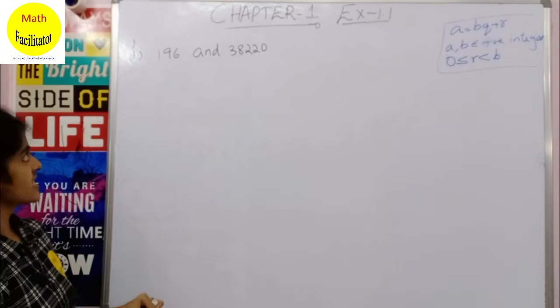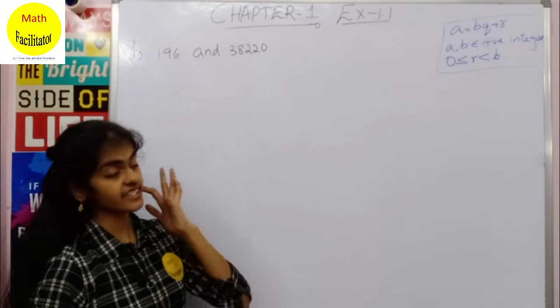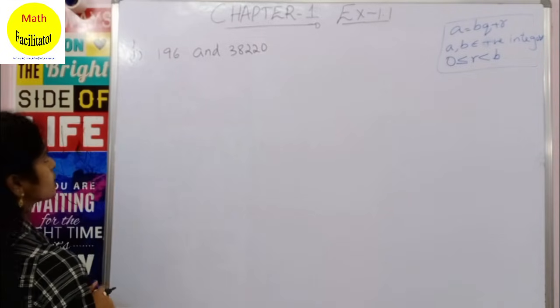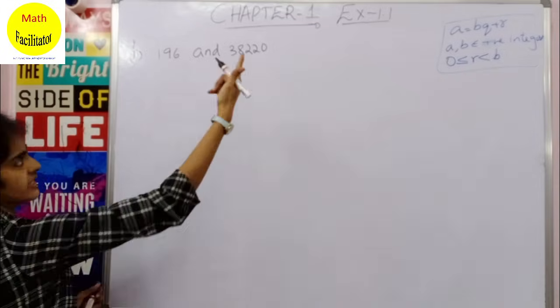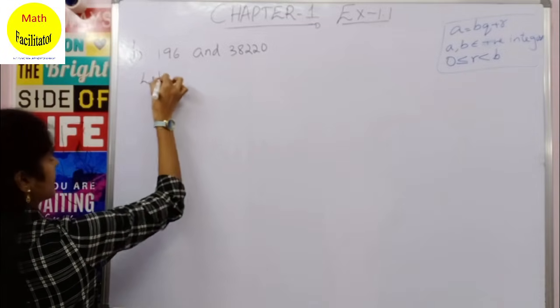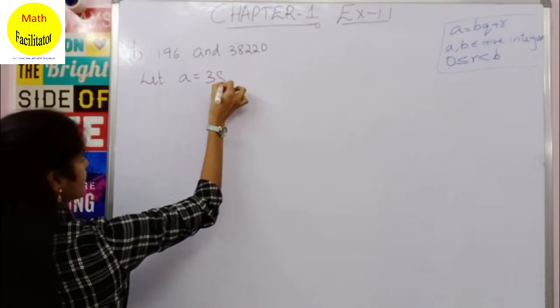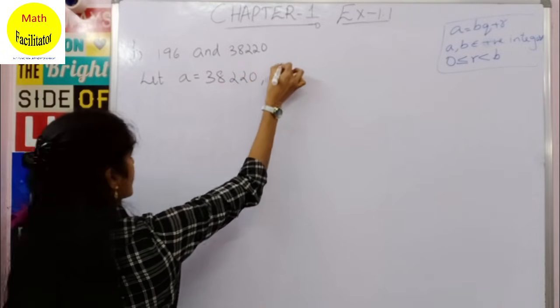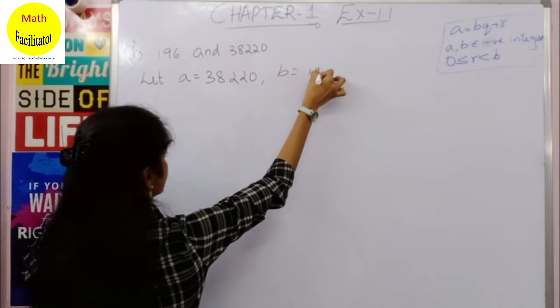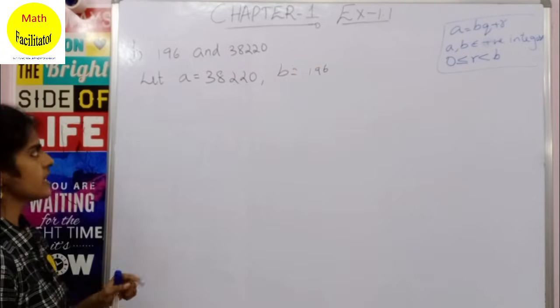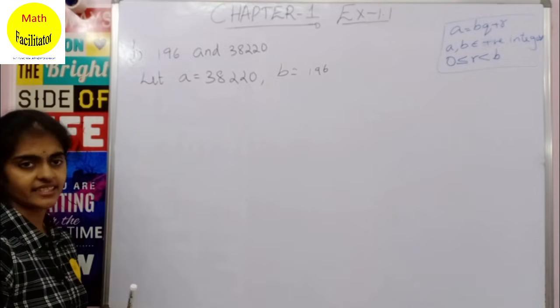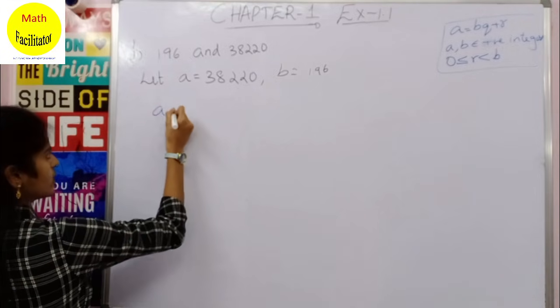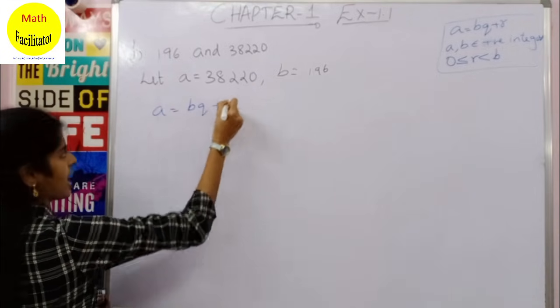The next question is 196 and 38,220. Which is the bigger number? This is bigger, so you will take the bigger number as A. So A is 38,220 and what is B? The remaining number, 196, is B. Let us write it in Euclid's division algorithm. What is it? A is equal to BQ plus R.